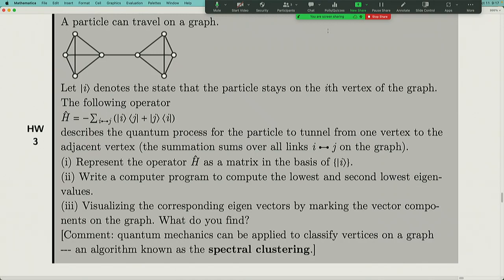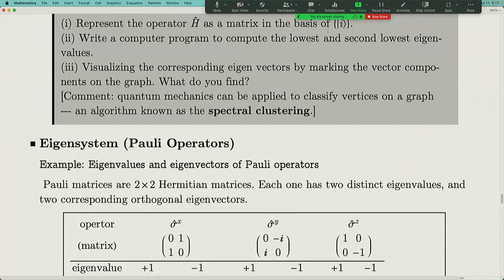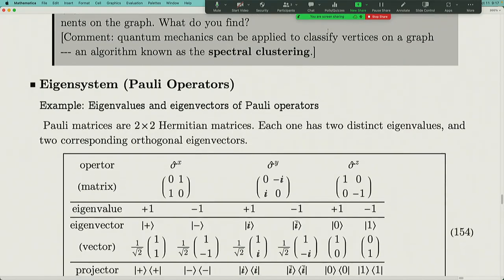And then we will also practice the technique of diagonalizing the matrix, or finding its eigenvectors and eigenvalues. Of course, maybe you don't want to do it by hand. You can write a program to do that. And finally, we will try to see what the physical meaning of these eigenvectors is by visualizing them on the graph again, and then you will get some understanding of the spectral clustering algorithm, although I'm not going to prove that. I think those are the goals of this homework.